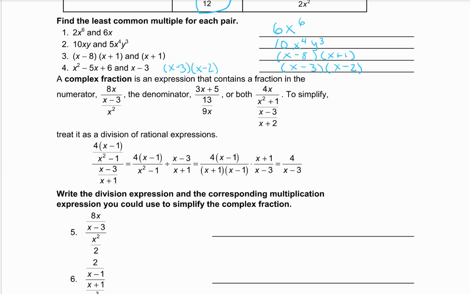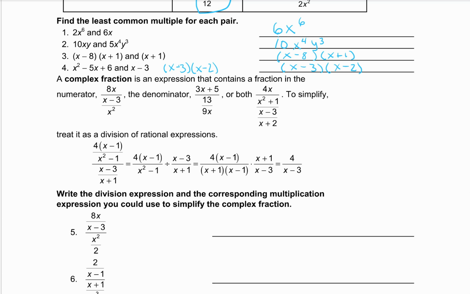Here we have x plus 3, or I'm sorry, this is the numerator, so 8x over x minus 3 divided by x squared. Here we have x squared plus 5 divided by 13 over 9x, or it can be both. What do we do? It's just division, right? So if I have something like x times x minus 1 over x squared minus 1 divided by x plus 1, it's really just a division problem.